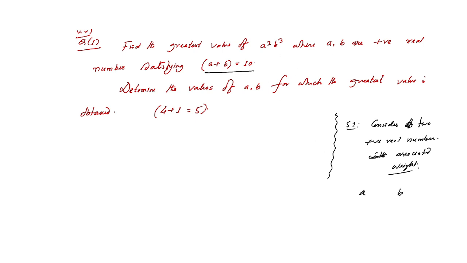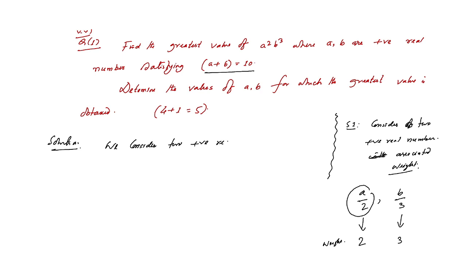But if you see the powers, here a's power is 2 and b's power is 3. So what you will do, you will take a by 2, just divide by the power. This is a trick, and you will take b by 3. And what's your associated weight? Here you will take the power as the weight. So this will be the associated weight. In that way you can consider. So here the solution, we consider two positive real numbers.